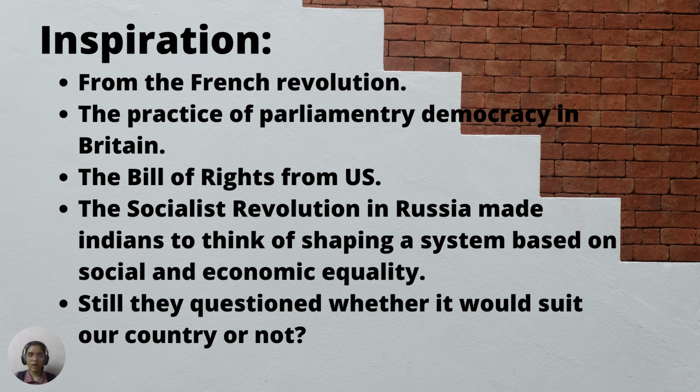Status of parliamentary democracy in Britain, the Bill of Rights from the US, and the socialist revolution in Russia made Indians think of shaping a system based on social and economic equality. So they got many ready-made documents, but they were not like us. They did not just see them and imitate them. They thoroughly checked them, and for each and every section they questioned whether it would suit our country or not, because they knew that each and every country is different and unique, and therefore their constitution also should be different.